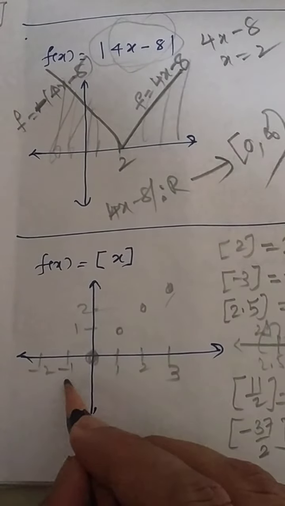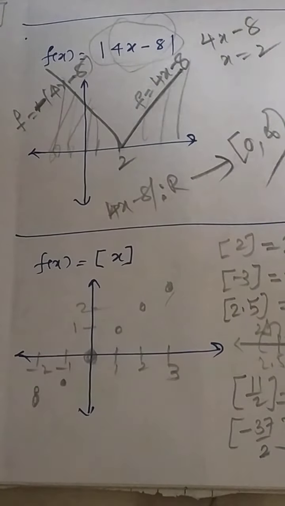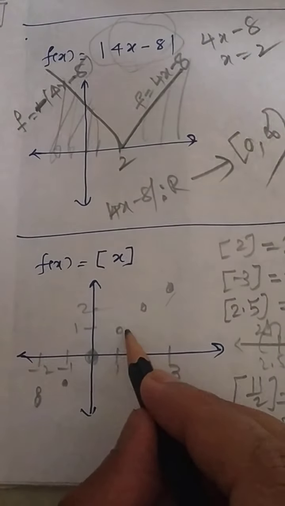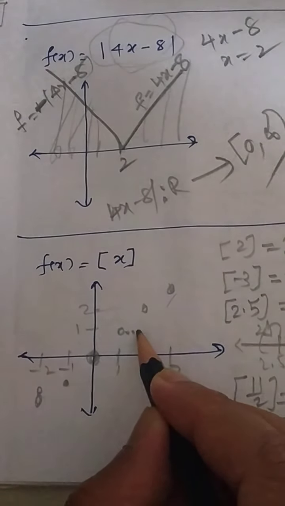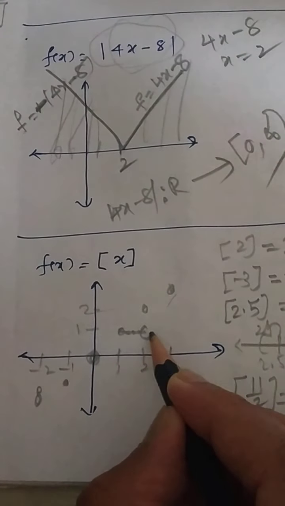For minus 1 the answer is minus 1. For minus 2 the answer will be minus 2, and so on. Now for 1.1 the answer will be 1. For 1.2 the answer will be 1. And so on here.